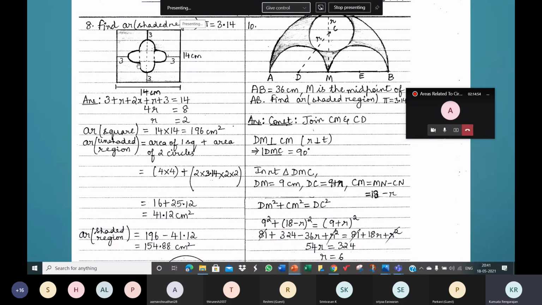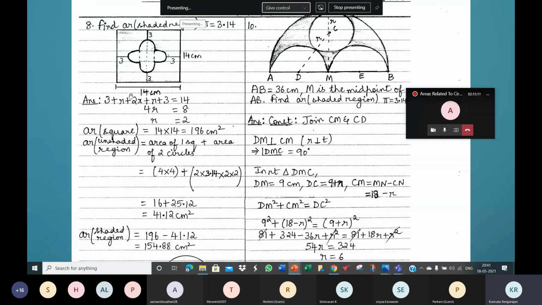Because see, this is the diameter. For the semicircle, this is the diameter. The radius is 2 centimeters, so the diameter will be 4. This is 4, this is 4, this is 4, this is 4.